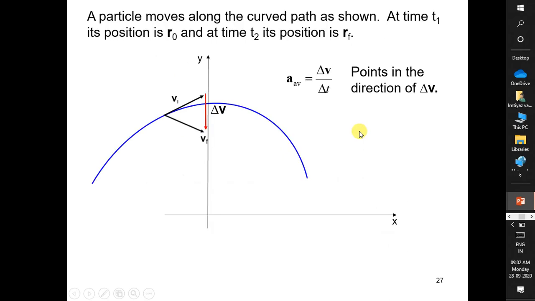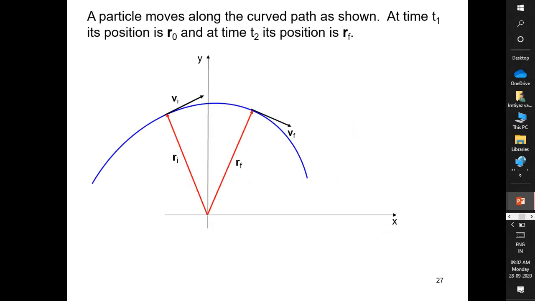So see here, again I show you. Now our acceleration: at T1 the position is Ri. Here is one mistake: it is not R0, it is Ri. At that time it has a velocity Vi in this direction, and at time T2 its position is Rf.